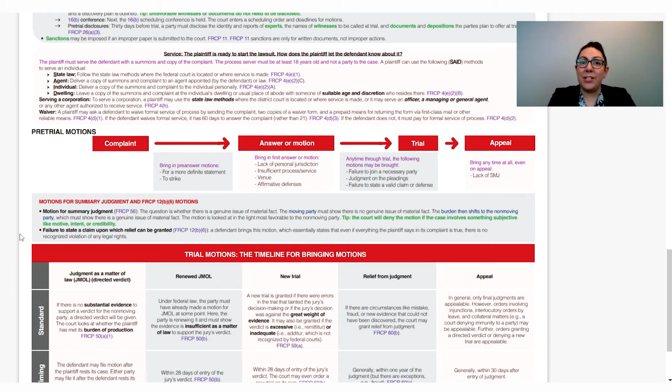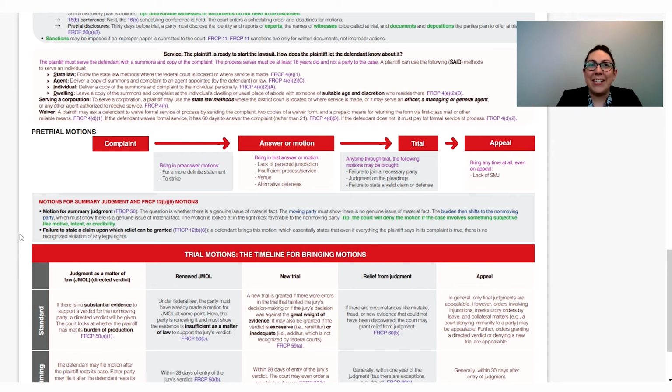Let's say they choose not to do that though. Let's say they just go ahead and file their answer or their motion. In their first answer or motion, there are certain things that must be raised. And if they don't raise these arguments in that first answer or motion, they're gone forever. They've essentially consented to these issues. And those include lack of personal jurisdiction, insufficient process, wrong venue, and any affirmative defenses.